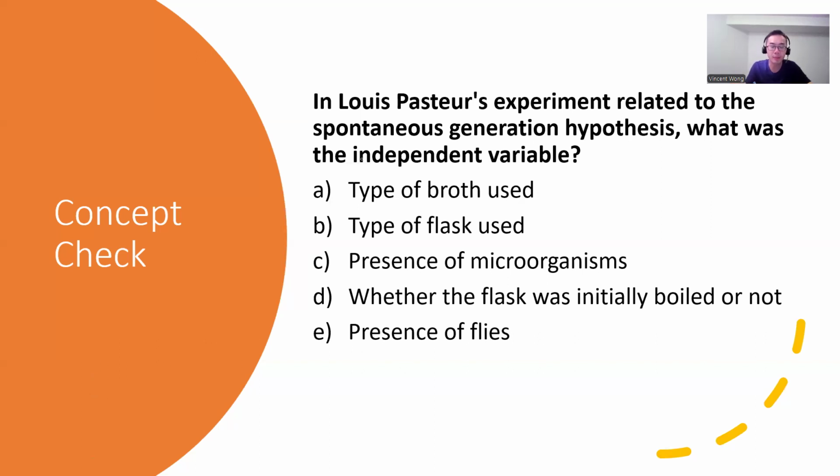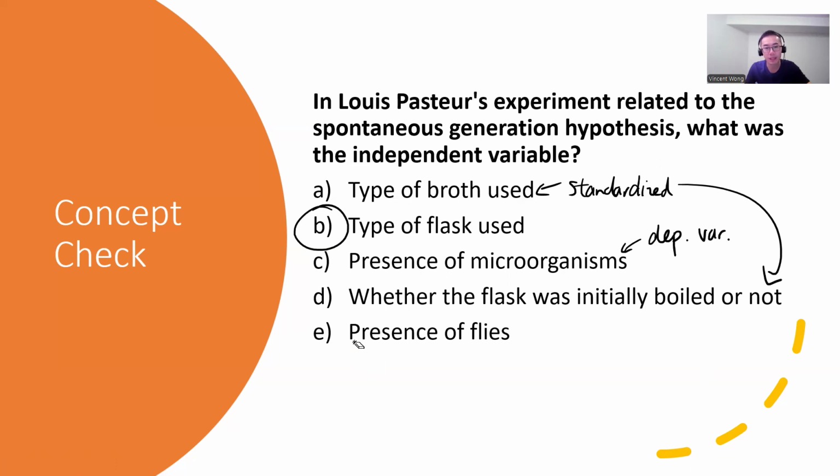Okay, so the independent variable, the one thing that he changed between the flasks, is the type of flask used. Is it open or is it swan neck? The type of broth used would be a standardized variable. You want it to be the same kind of broth in both flasks. Whereas the presence of microorganisms would be the dependent variable. The presence of flies is like the wrong experiment. That's Redi's experiment. It's nothing to do with Pasteur.